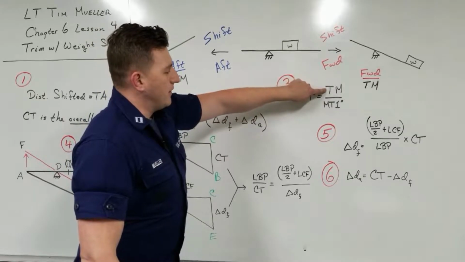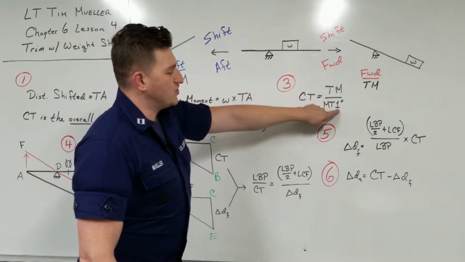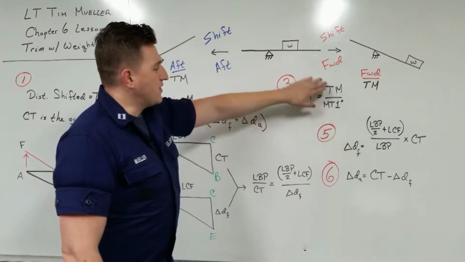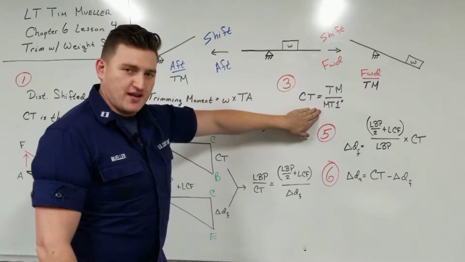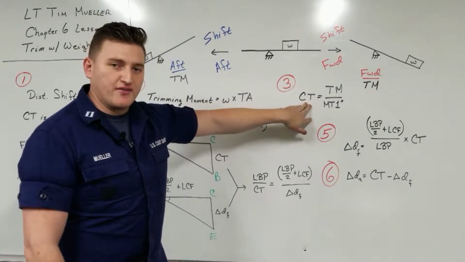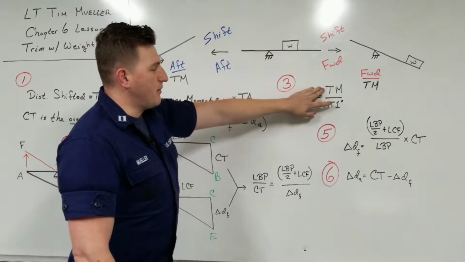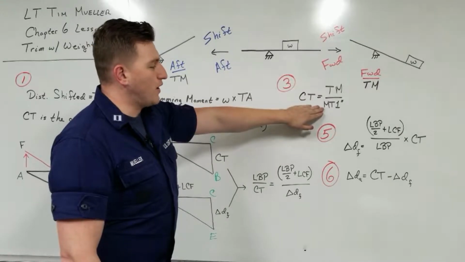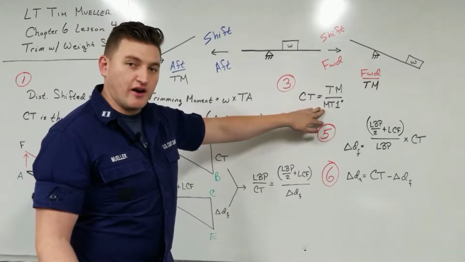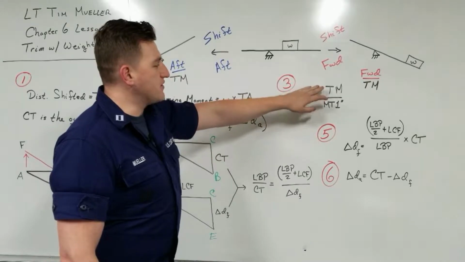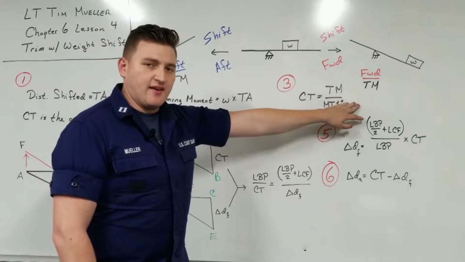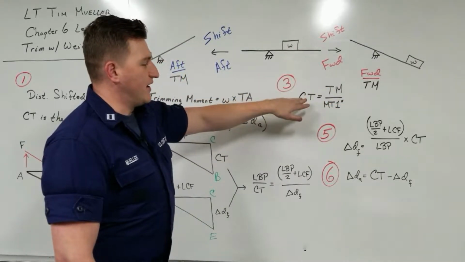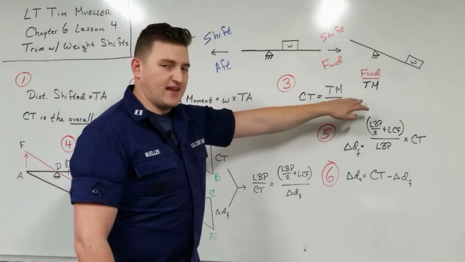CT: we have a trimming moment, and a moment to trim 1 inch, the units of which are moment per inch. So we have moment divided by moment per inch, so CT is going to give us inches. Say the trimming moment is 1,000 foot long tons, and our moment to trim 1 inch is 100 foot long tons per inch. 1,000 divided by 100 gives us 10. Working with the units, that gives us inches. So in that scenario, we would have a change in trim of 10 inches.